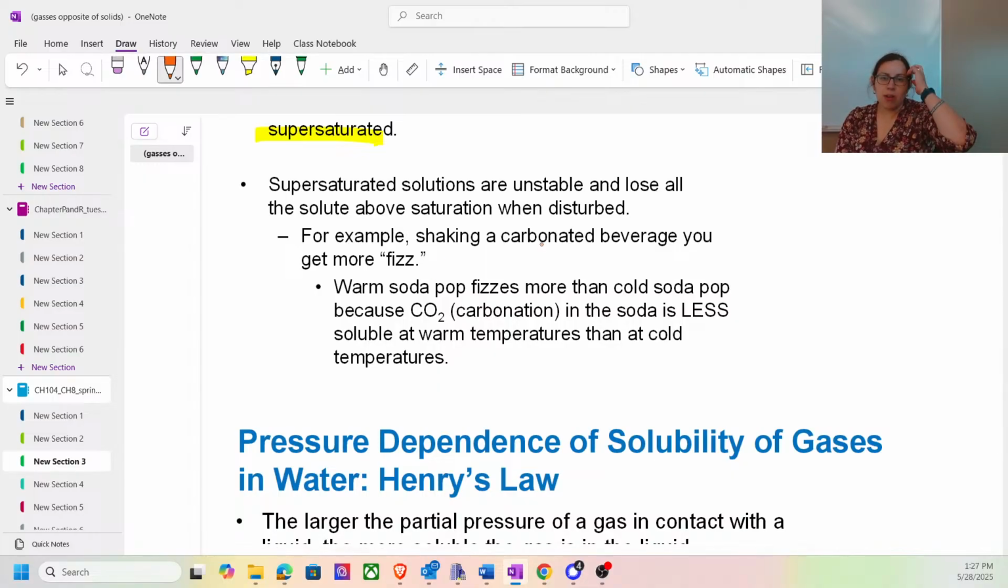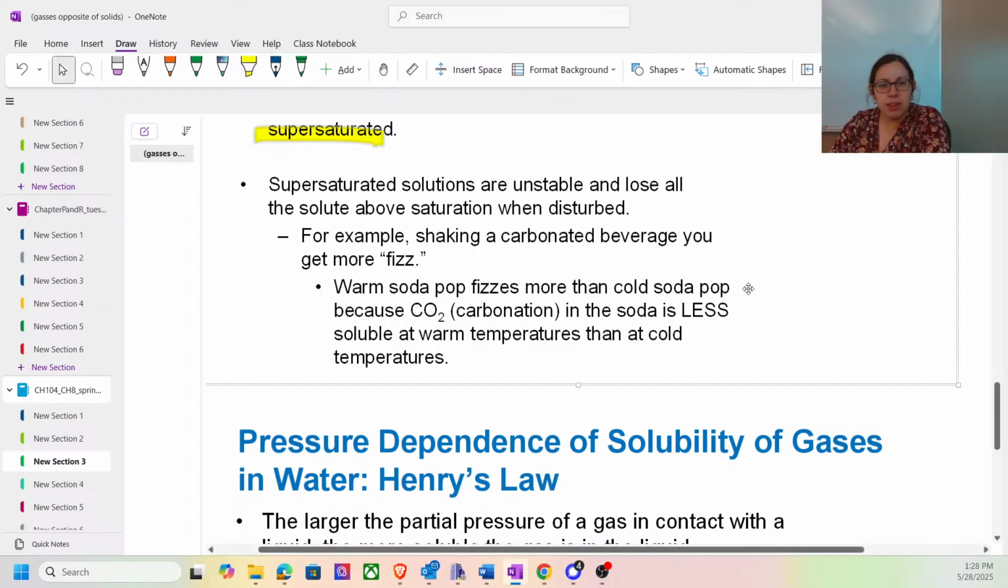These solutions can also become unstable and lose all the solute above saturation. You can shake a carbonated beverage and that causes it to fizz out. This gets into the Mentos thing too, and why it makes the diet soda fizz out. Same thing, it makes it unstable, and I think the science behind it is the Mentos provides a weird nucleation site, especially for the diet soda, because you also have the aspartame in the mix too. That makes it unstable and then releases all the gas. So same sort of concept.